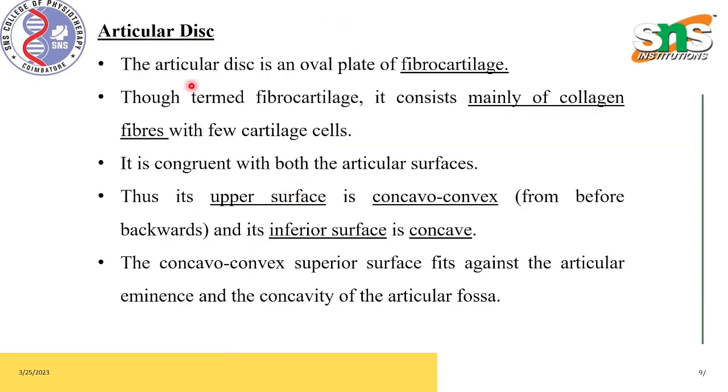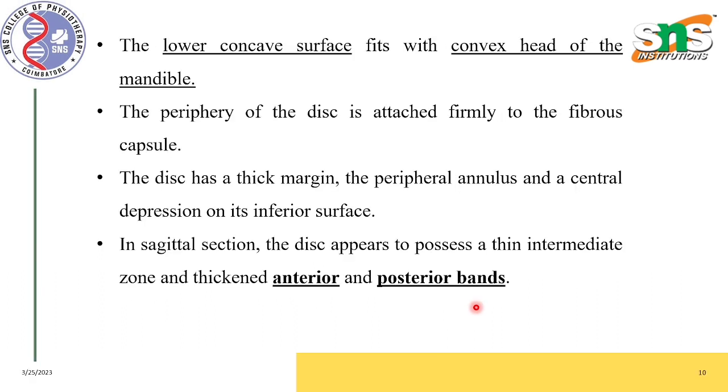Coming to the articular disc, the articular disc is an oval plate of fibrocartilage. Though termed fibrocartilage, it consists mainly of collagen fibers with few cartilage cells. It is congruent with both the articular surfaces. Thus, its upper surface is concavo-convex and its inferior surface is concave. The concavo-convex superior surface fits against the articular eminence and the concavity of the articular fossa. The lower concave surface fits with the convex head of the mandible.